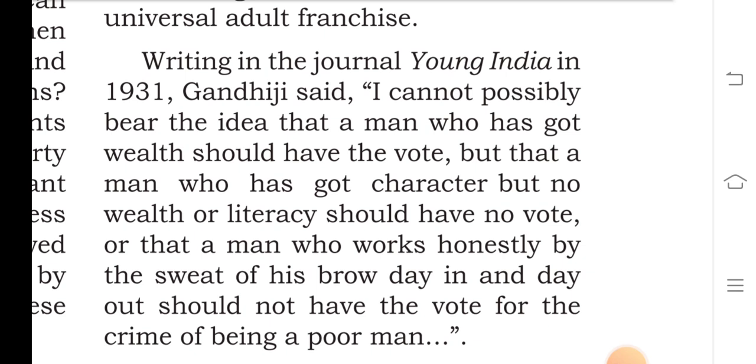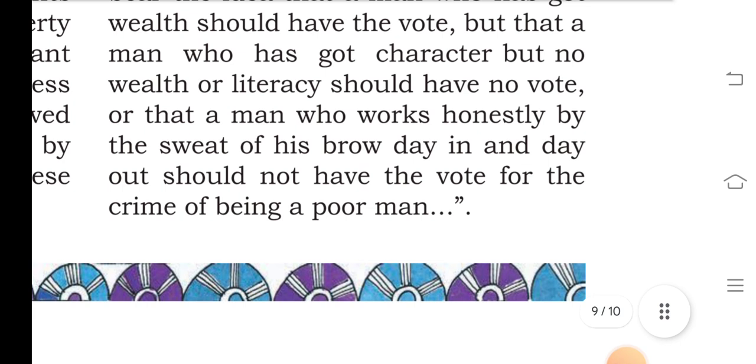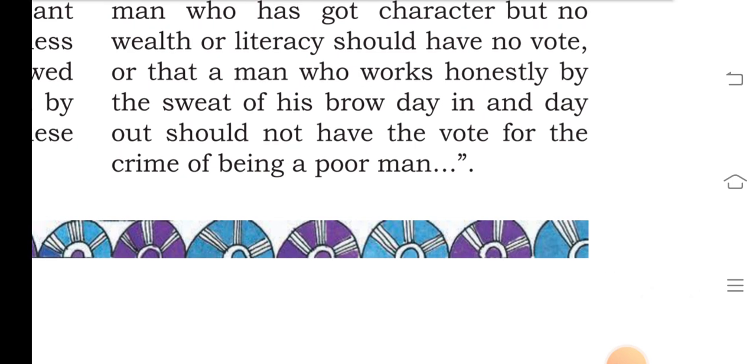Writing in the journal Young India in 1931, Gandhiji said, I cannot possibly bear the idea that a man who has got wealth should have the vote, but that a man who has got character but no wealth or literacy should have no vote, or that a man who works honestly by the sweat of his brow day in and day out should not have the vote for the crime of being a poor man.